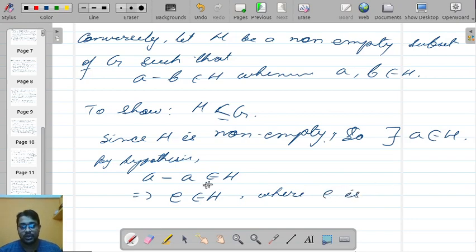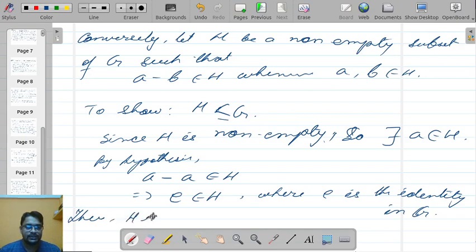Do not write A minus A as 0. You can write it as 0 also, no problem, but usually we denote it by E in case of groups. In case of vector spaces we denote it by 0. So here let us write E, where E is the identity in G. Thus H has the identity element. This is exactly how we have done it for the multiplicative notation. So for additive notation also, first we have to show that H has identity.